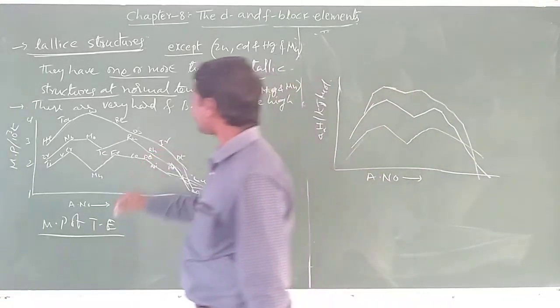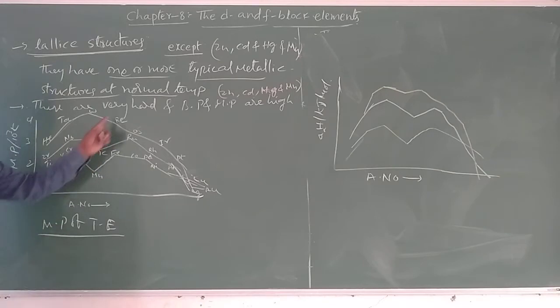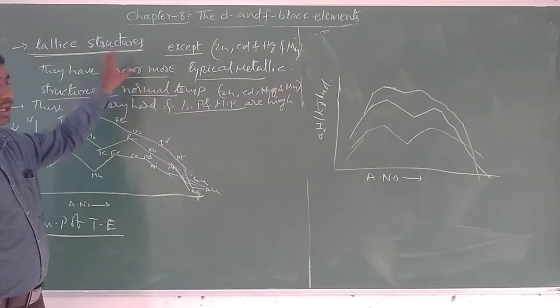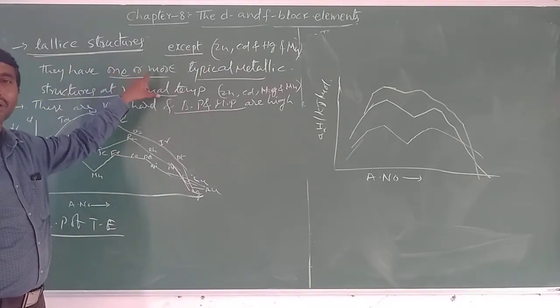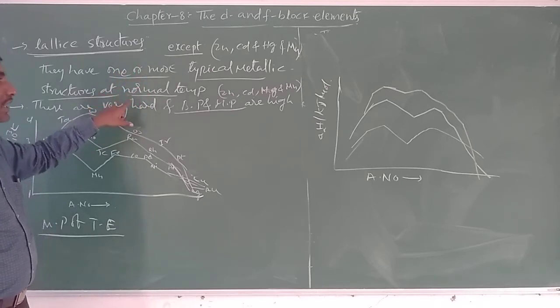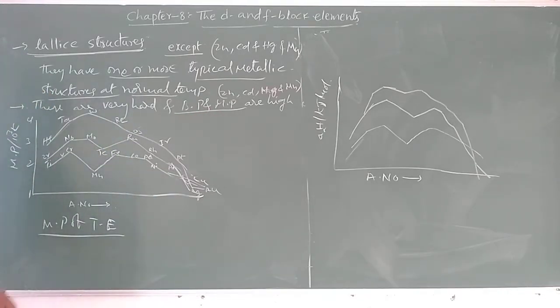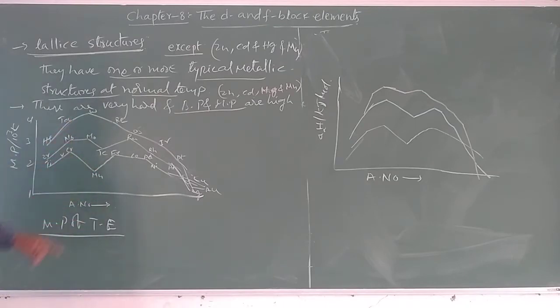Another thing is that these are very hard, and all these d-block or transition elements have very high melting and boiling points. That's why in the graph we have shown the melting points of different transition elements in the 3d series: titanium, vanadium, chromium, manganese, and iron, cobalt, nickel.